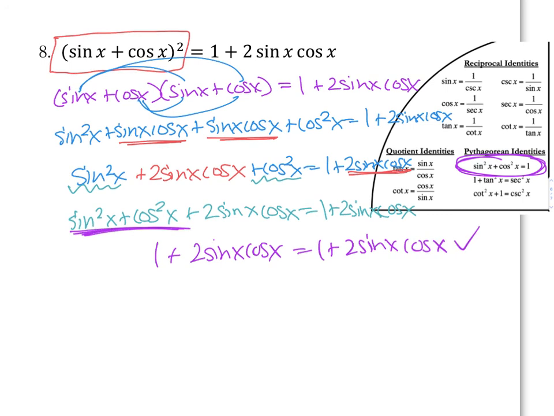So hopefully that helped you to figure that out. Again, be careful with your foiling. Some of you are just not being careful in that step, so hopefully seeing this will help you to find where your mistakes are.